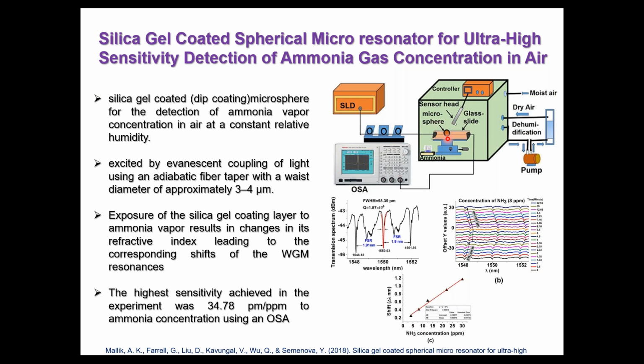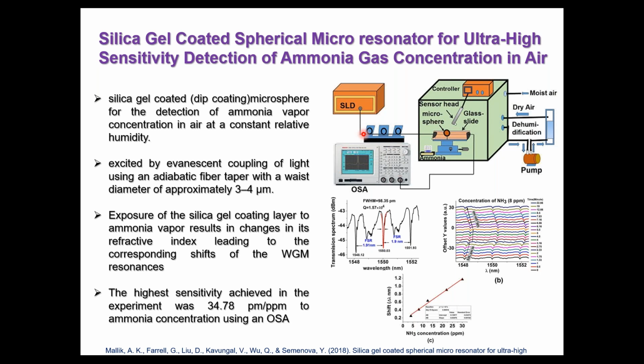This has ultra high sensitivity and the ability to detect ammonia gas concentration in the air. So it detects the ammonia vapor concentration in air at a constant relative humidity. The excitation is by evanescent coupling. So you have a superluminescent diode.